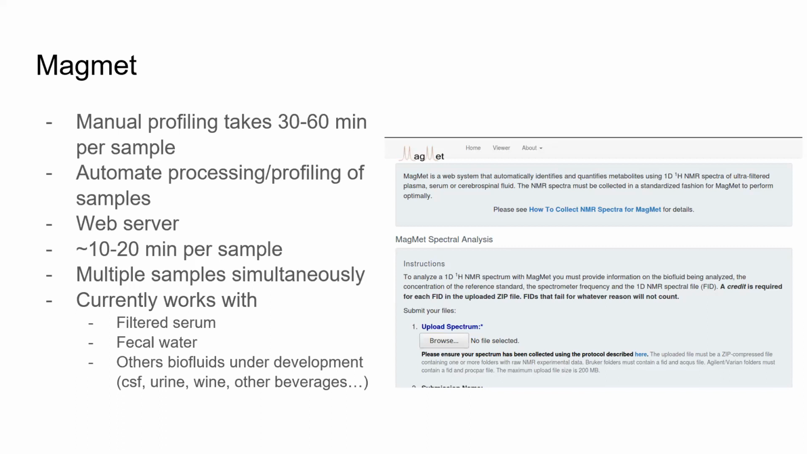Once you've uploaded the spectrum, you can click submit, and Magmet will go through the process of processing and profiling each spectrum. Other than serum and fecal water, we're also working on adding other biofluids such as cerebrospinal fluid, urine, wine, and other beverages.